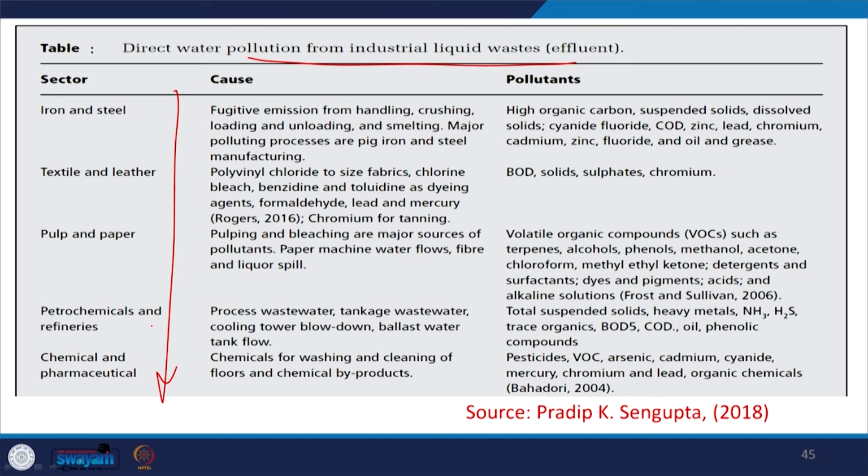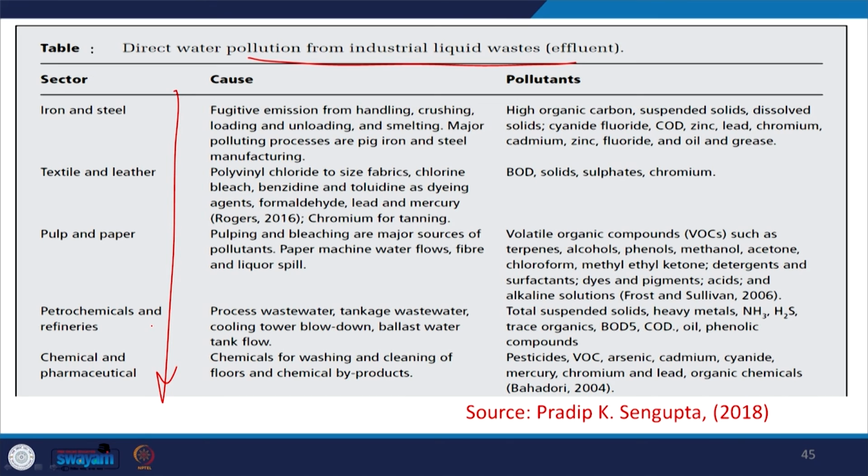Apart from this, when we discuss these causes, let's discuss the various pollutants. They are the high organic carbon, suspended solids, dissolved solids, cyanide, fluorides, COD, zinc, lead, chromium, cadmium, and oil and greases. Now, if we talk about pulp and paper, the cause is pulping and bleaching. They are the major sources of pollutants. Now, paper machine water flows, fiber, liquor spills, etc.